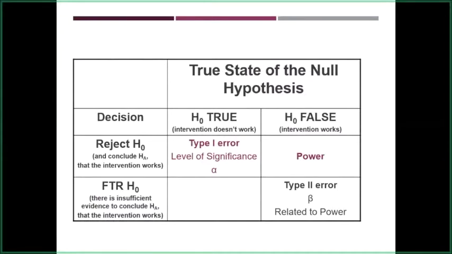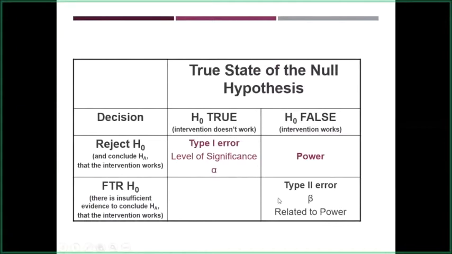And we do that by pre-specifying the level of significance at which we're going to test our null hypothesis. And we pre-specify that to be alpha. And that's all I'm going to say about that. We'll talk about it a little more in just a minute. If the null hypothesis is true, the intervention doesn't work, and we fail to reject the null hypothesis, that's a good decision. It's not a very exciting decision, but it's a good decision.